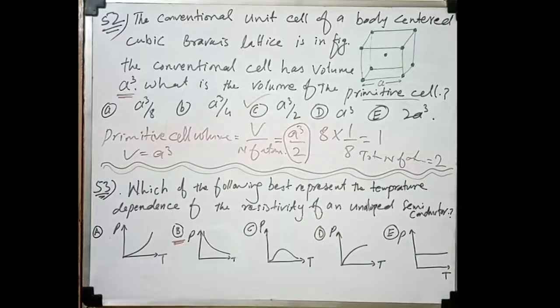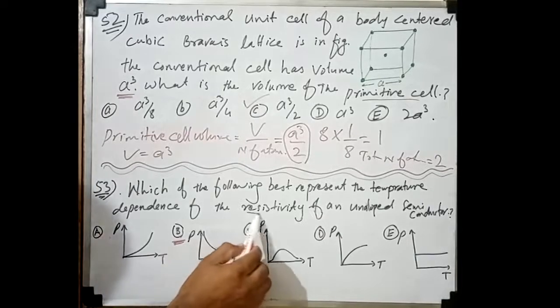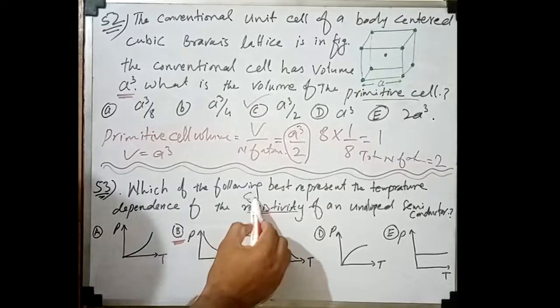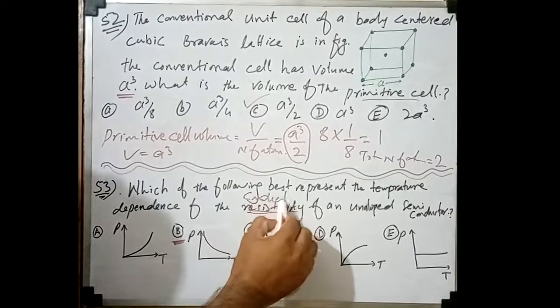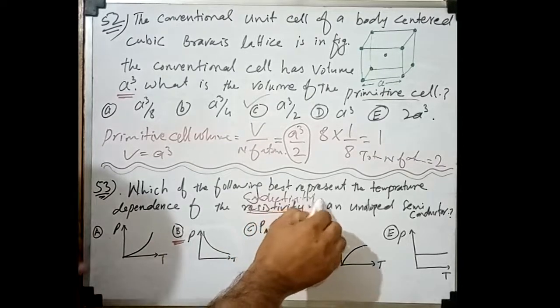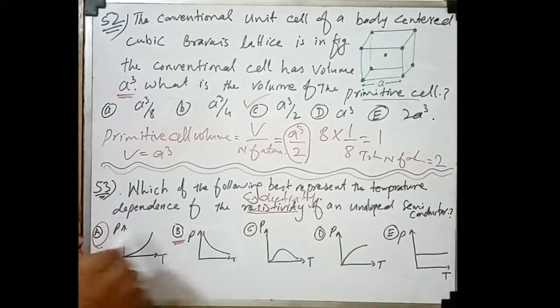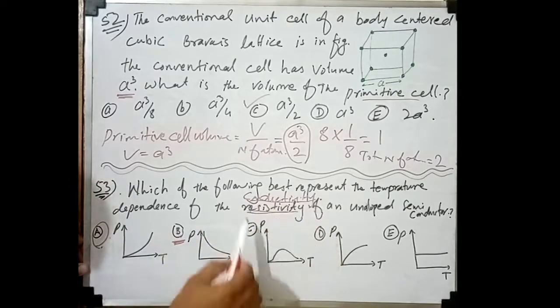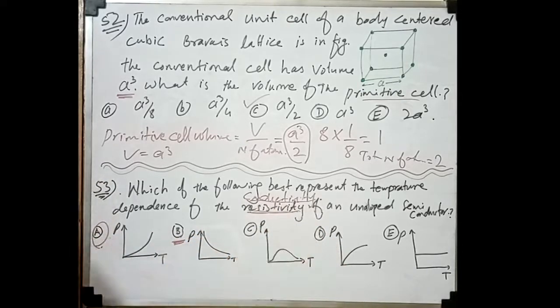For conductivity of a semiconductor, if we assume this is conductivity, then part A will be the right option for conductivity, and for resistivity part B is the right option. The plot in part B best represents this relation.